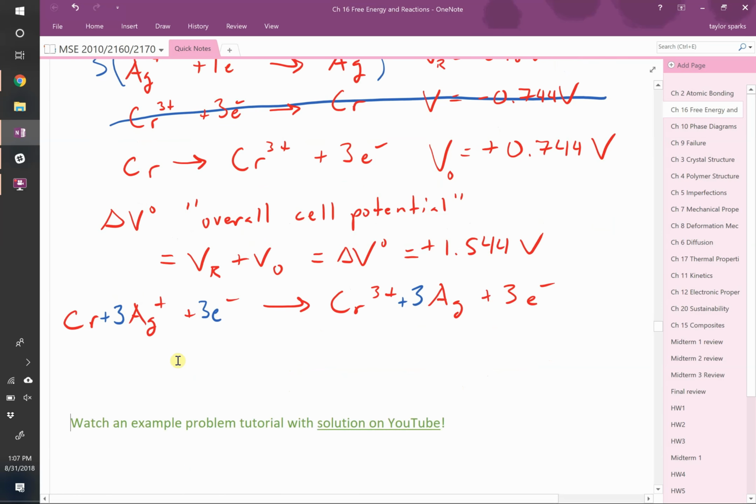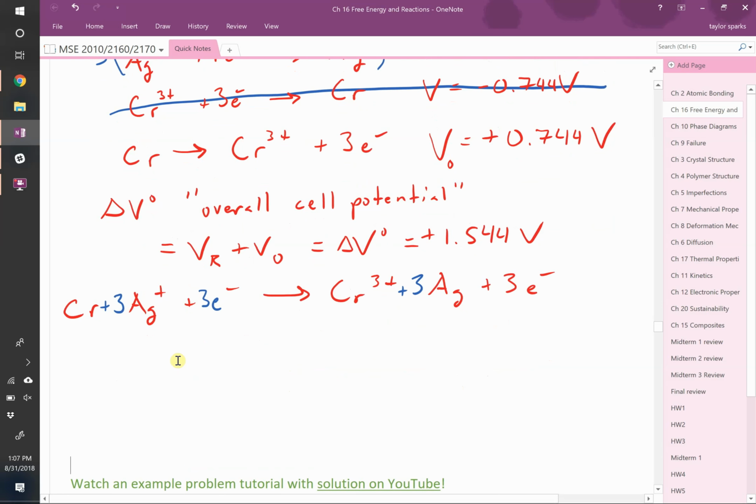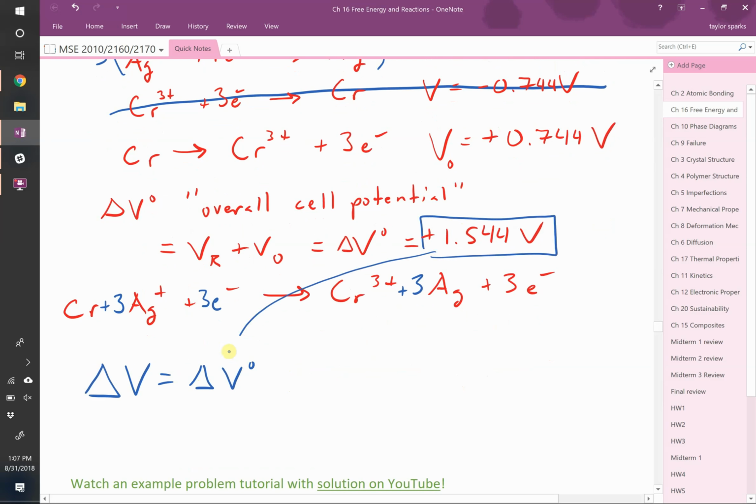Okay, so now we have a balanced chemical equation. We could go ahead and solve for the now cell potential, not the overall cell potential. We could actually measure the voltage that this battery created as follows. We'd say delta V equals delta V naught, which is this guy, plus, or now it's minus RT over NF multiplied by the natural log of, again, products over reactants. So our product is chromium ion. So it's going to be chromium 3 plus raised to the 1 power, because it's only a coefficient of 1.